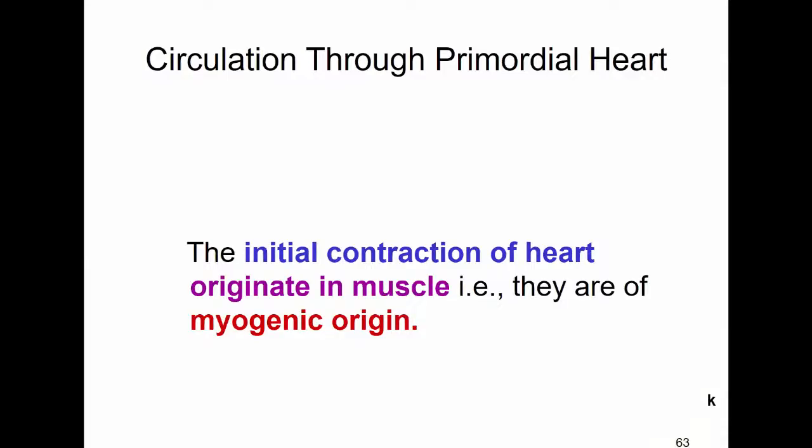Now, circulation through the primordial heart. The initial contraction of the heart originates in muscle. They are myogenic. So look, the muscles are excitable tissue. They can contract and relax. The neurons are excitable tissue. They can pass impulses. Muscles are excitable tissue. In case of the heart, they are cardiac muscle.